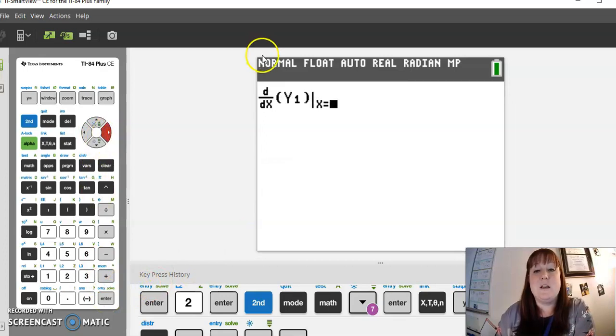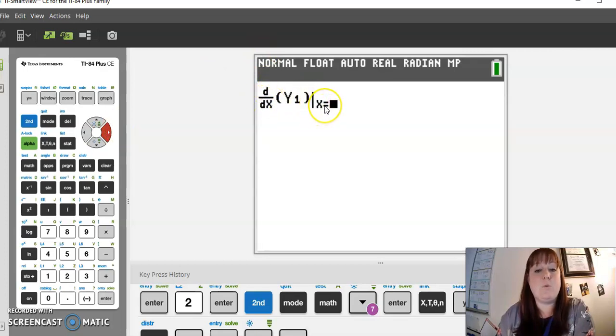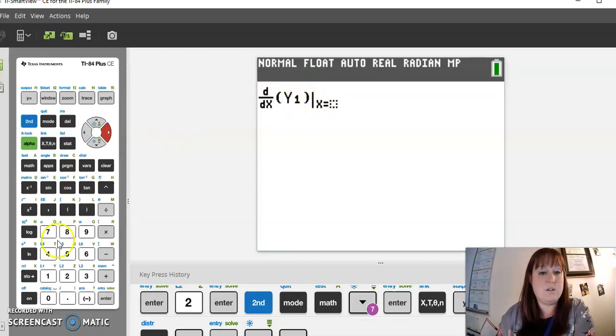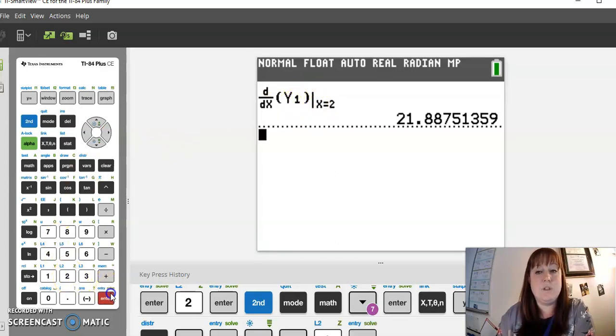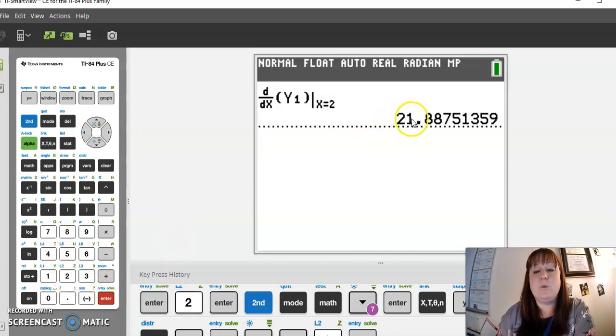And then it asks, this is the function of y1. And this little bar means evaluated at. And what do I want to evaluate it at? Well, in our notes, we want to evaluate it at 2. We push enter, and we get 21.8875. Okay? So that's the other way to do a derivative.